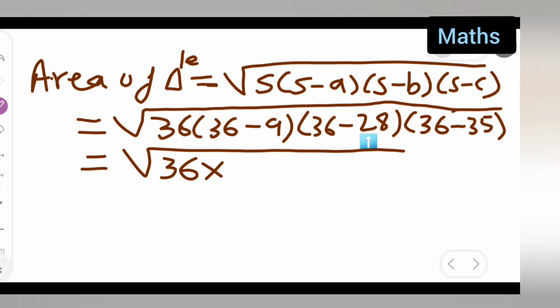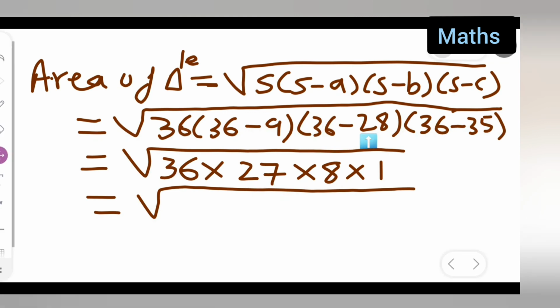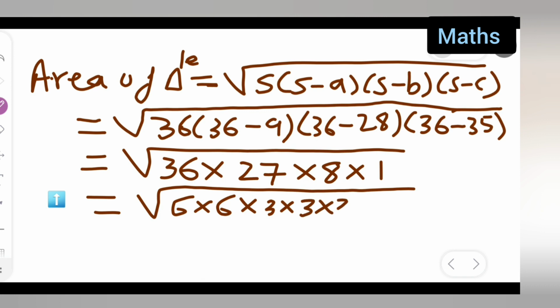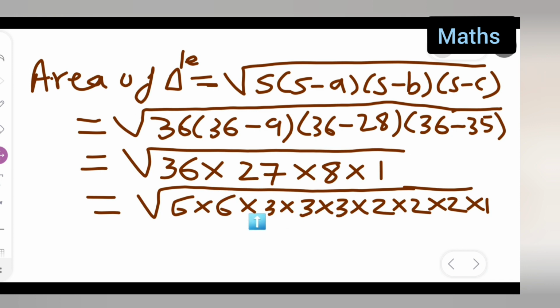Next step is to write down root of 36 multiplied by 36 minus 9, which will give you 27. Now 36 minus 28, you all do and see what answer you are going to get, so multiplied by 8, multiplied by 36 minus 35 will be 1. Now for this, 6 sixes are 36. 6 multiplied by 6. Next you will get 3 multiplied by 3 multiplied by 3 multiplied by 2 multiplied by 2 multiplied by 2 multiplied by 1. What I have done here is 6 6 are 36, 3 3 is 9, 9 3 is 27, then 2 2 is 4, 4 2 is 8, multiplied by 1. Write it as it is.